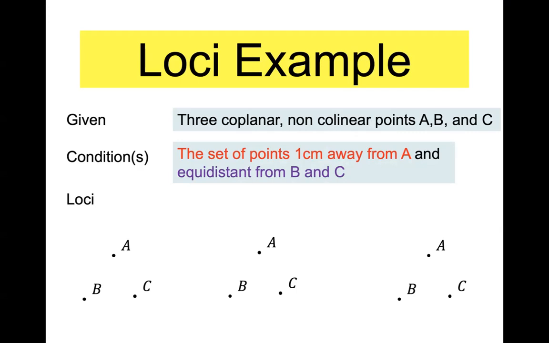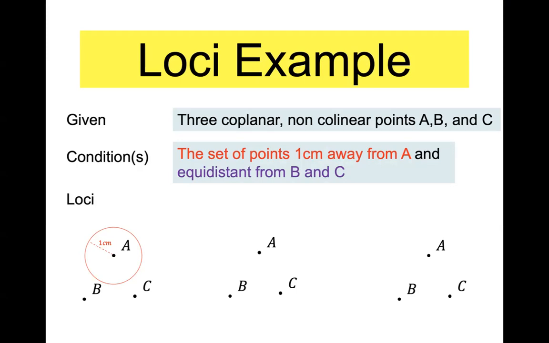So this sounds like a problem that we had from yesterday in our homework. Well, if I'm 1 centimeter away from A, we already know what that is. That's a circle. So that red circle right there represents condition number 1. Now I'm going to switch to those 3 points in the center, and I'm going to do condition number 2. Condition number 2 also sounds like a homework problem we had from yesterday. It says the points that are equidistant from point B and C.